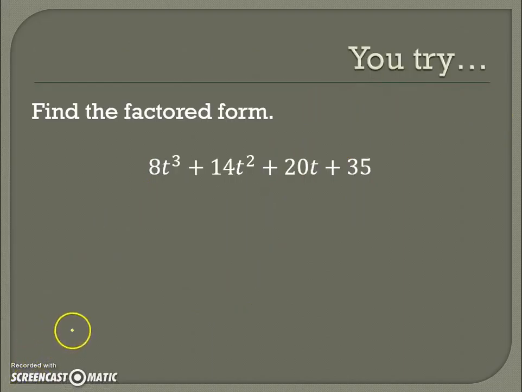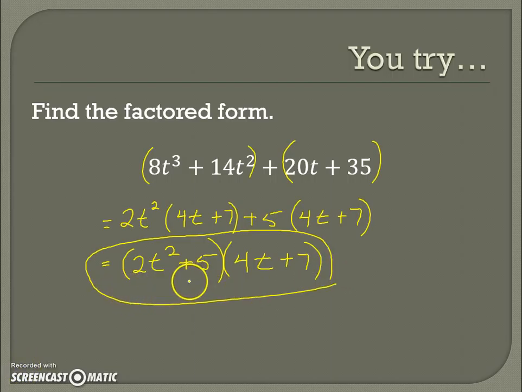Here's one for you to try. Go ahead and pause. The answer will be up in 3, 2, 1. All right, so here's what I got: 2t squared plus 5 and 4t plus 7. Hopefully you got the same thing. If not, go back and check your work.